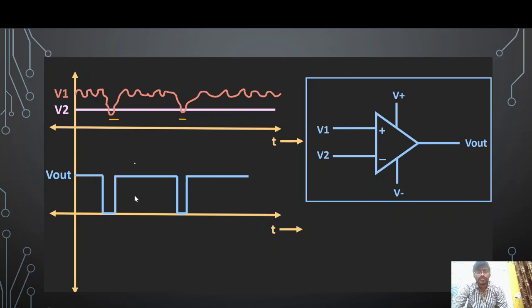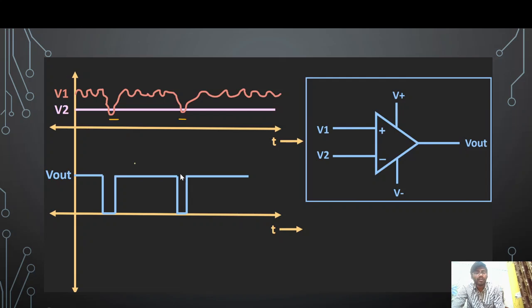So let's say the V1 signal looks like this because of noise in it. You can observe that V1 crosses V2 at two locations. During this time period, the signal V1 is less than V2. For this duration, we will have a low voltage.